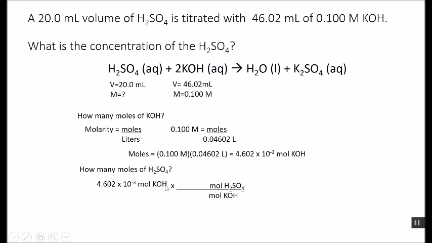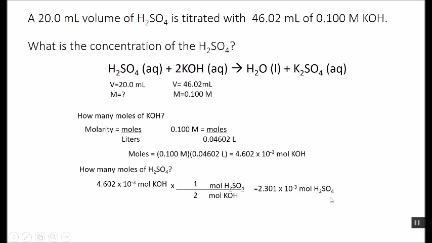Let's multiply it by something that cancels moles of potassium hydroxide and gives us moles of sulfuric acid. Where are we going to get these numbers? Let's look back up at the balanced equation. 1 sulfuric acid for every 2 potassium hydroxides. We can put 1 sulfuric acid for every 2 potassium hydroxides, and we get the moles of sulfuric acid.